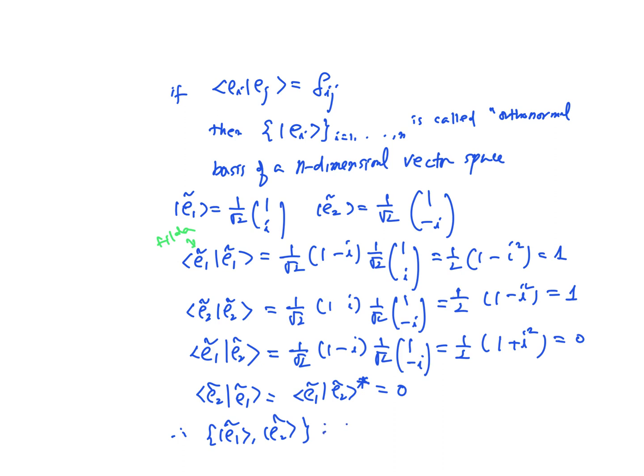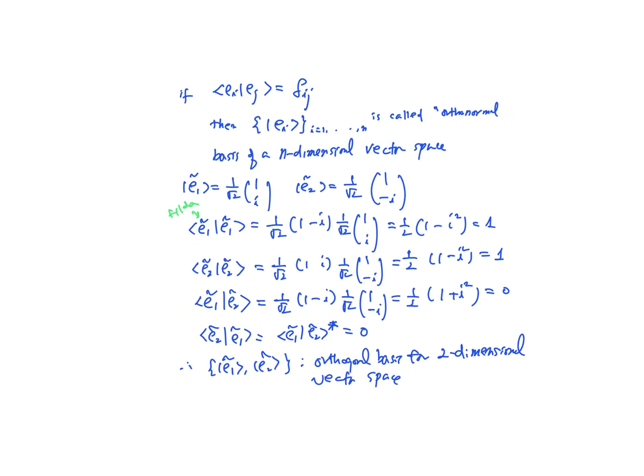It's an orthogonal basis for a two-dimensional vector space. So that means the orthogonal basis cannot be unique. It can have different forms. It doesn't have to be unique.